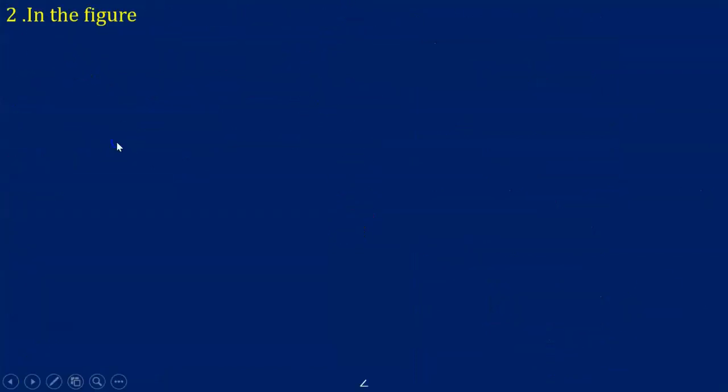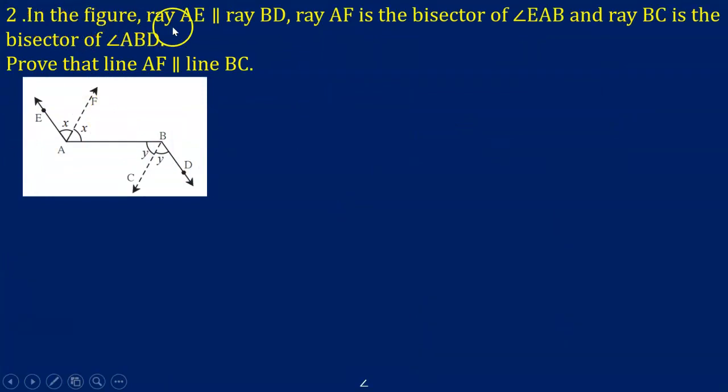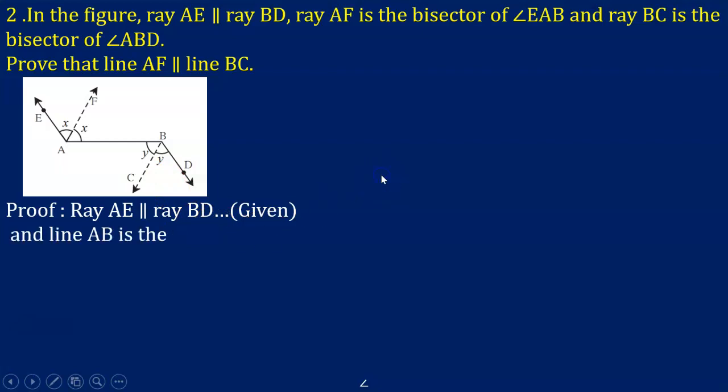Now, next question. In the figure, ray AE is parallel to ray BD. AE is parallel to BD. Ray AF is a bisector of angle EAB. Okay, and BC is the bisector of angle ABD. Prove that line AF is parallel to line BC. Okay, now we'll see this proof. Ray AE is parallel to ray BD. This is given. Line AB is the transversal.